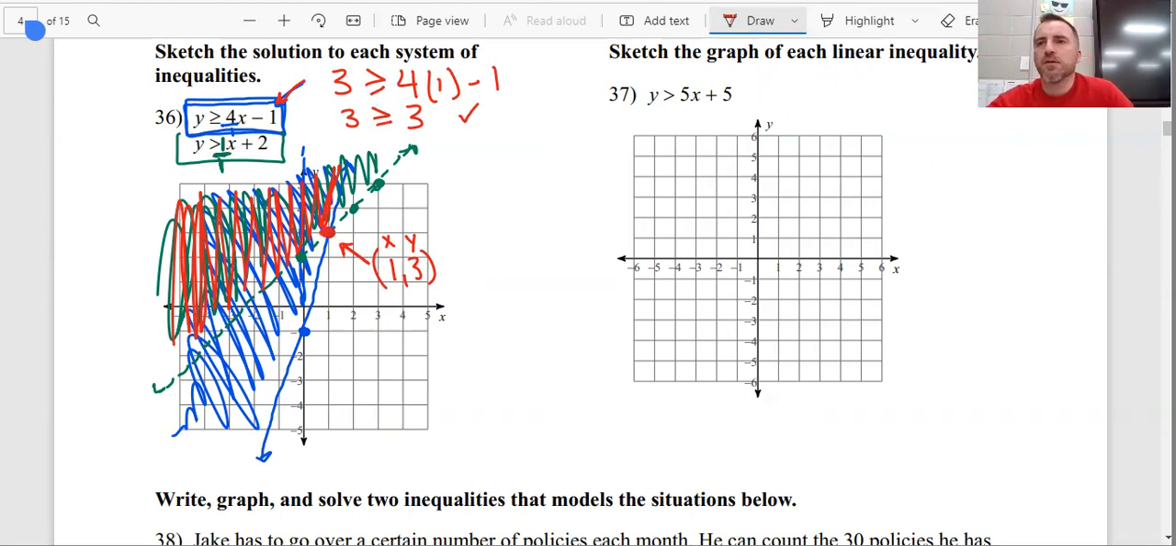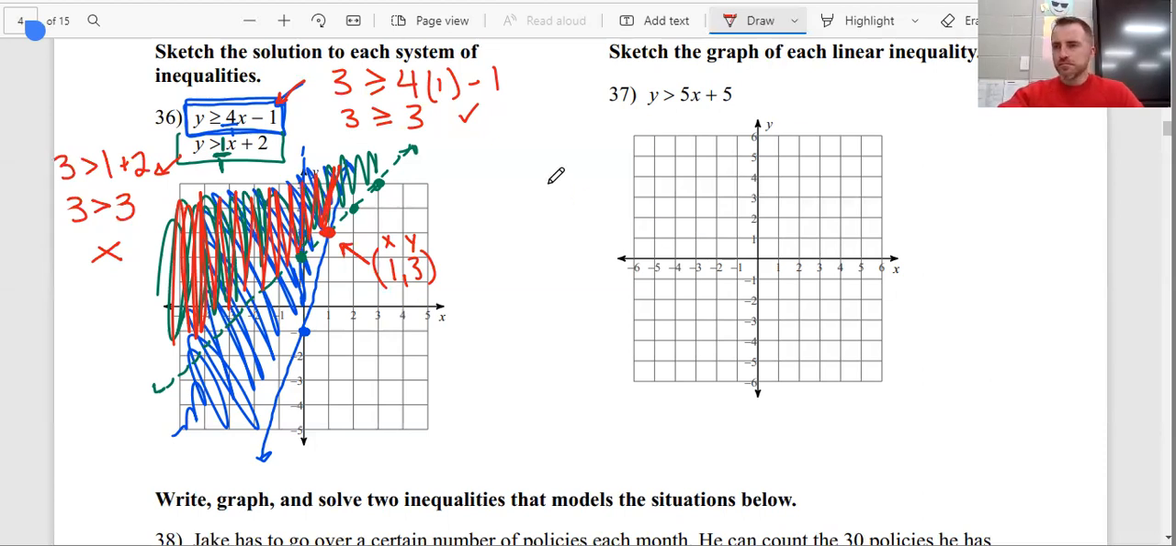But if we check the second inequality, we again are going to plug in 3 for y is greater than 1 for x plus 2. So you end up with 3 is greater than 3. But 3 is not greater than 3. 3 is the same as 3. So that is not true, which means that 1, 3 isn't a solution to the system of inequalities because it's not a solution to the last inequality. It's only a solution to the first.